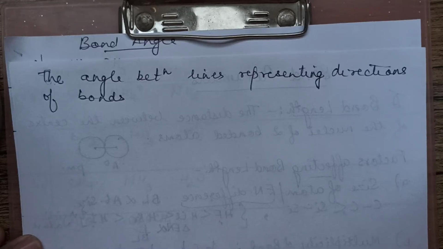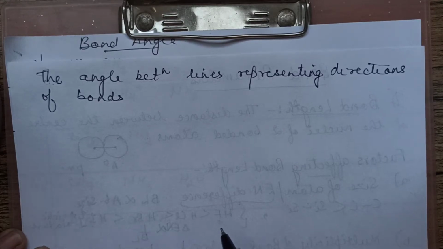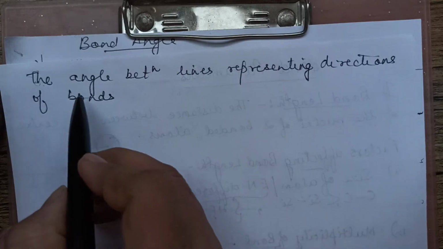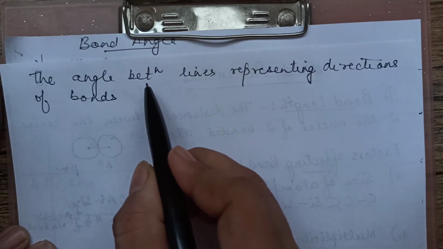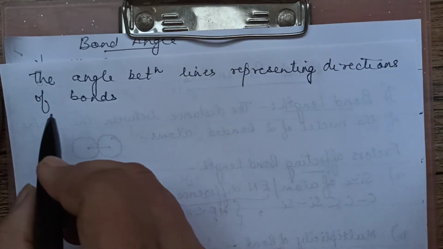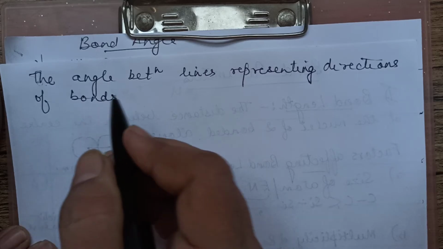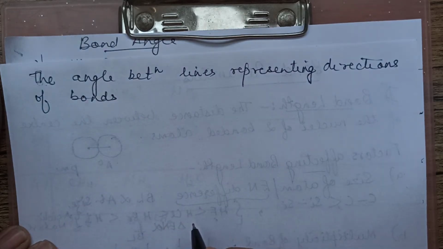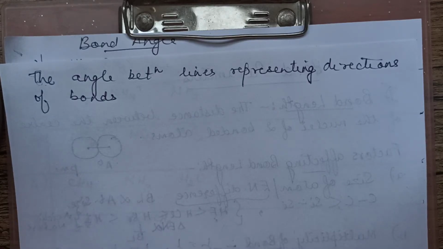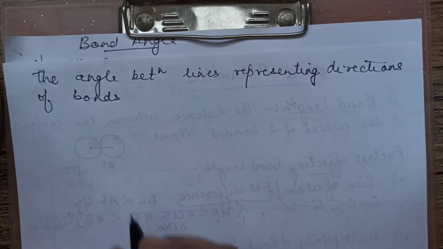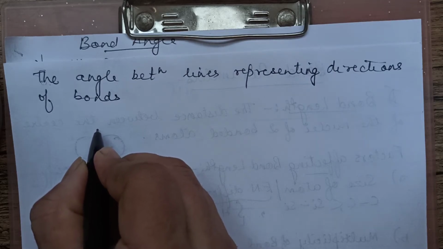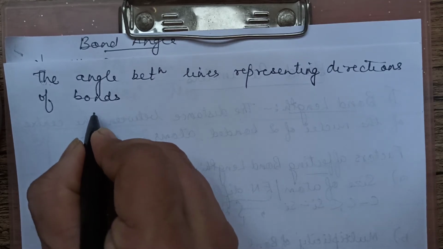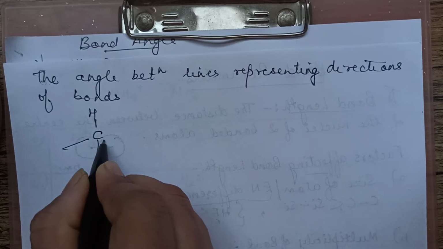Now, let's see a very, very important bond parameter, that is bond angle. First we will see how we define bond angle. The angle between the lines representing the direction of the bonds, because these are formed by the overlapping of the atomic orbitals. So with that we represent the bond, and then we say what will be the angle between the lines.